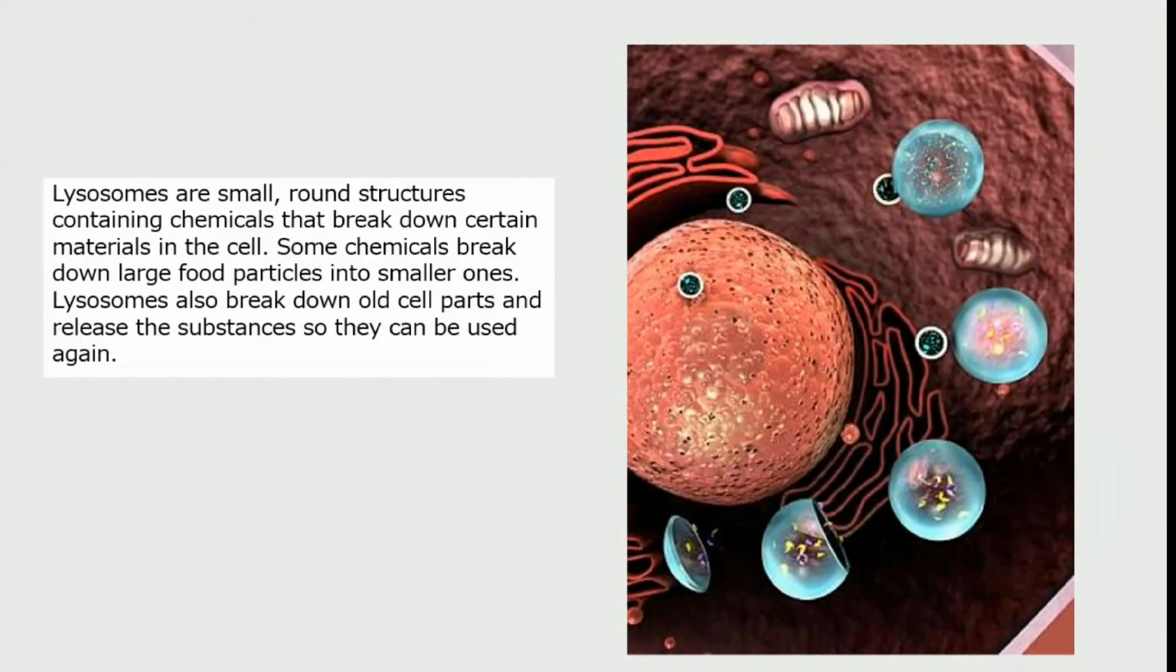Lysosomes are small, round structures containing chemicals that break down certain materials in the cell. Some chemicals break down large food particles into smaller ones. Lysosomes also break down old cell parts and release the substances so they can be used again. In this sense, you can think of lysosomes as the cell's cleanup crew.